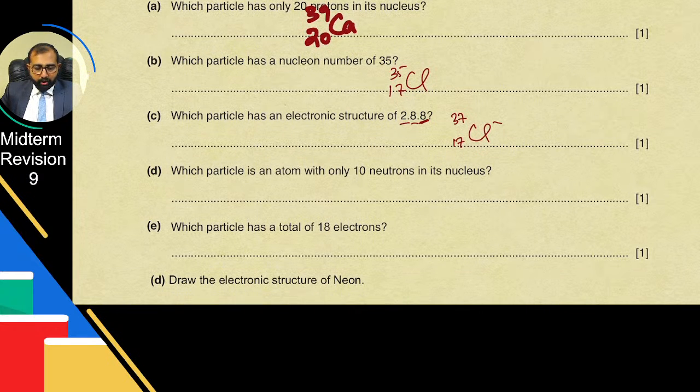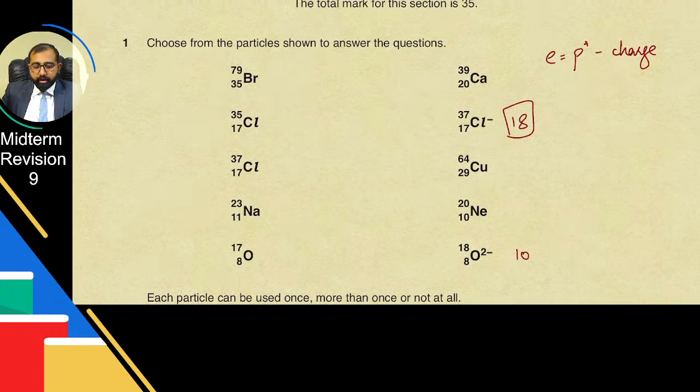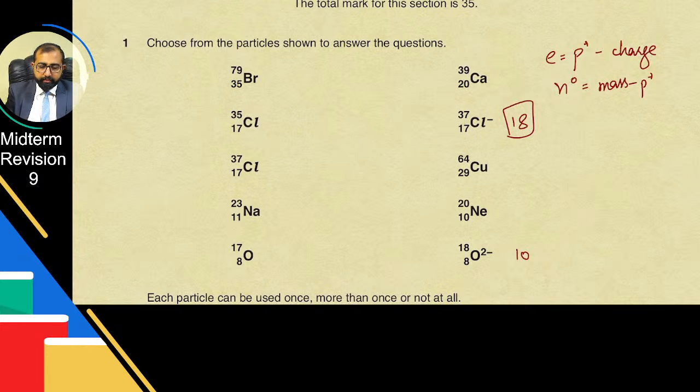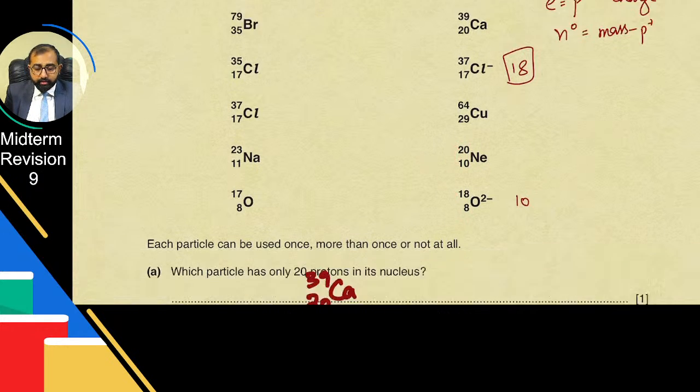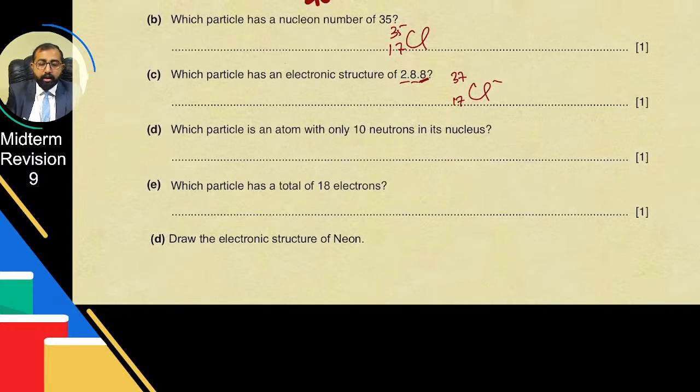Okay, which particle is an atom with only 10 neutrons? 10 neutrons. इसका मतलब है कि हमें neutrons को figure out करना है. And to do that, neutron is mass minus protons, or proton plus neutron gives you the mass. So हम देख लेते हैं इनमें difference. 18 minus 8, 10. So 10 neutrons है. 20 minus 10, 10. तो 10 न्यूट्रॉन है. तो इन दोनों में से आप कोई भी आंसर दे सकते हो.